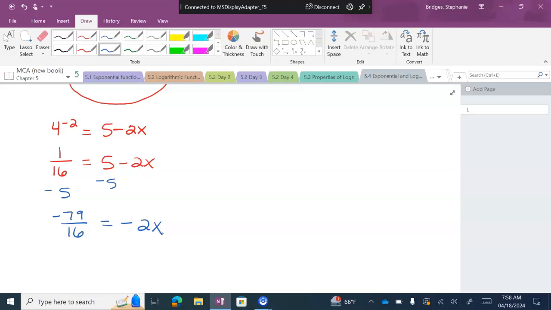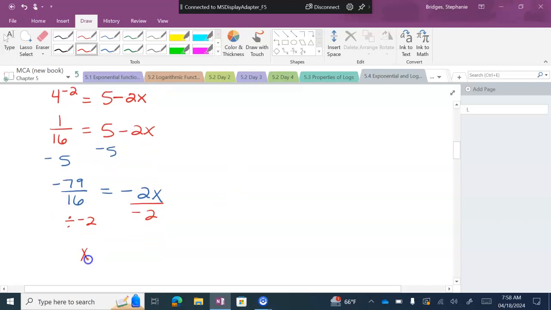And then how do I solve for x? I have to divide by negative 2. Again, I'm going to let the calculator do my work for me. I'm going to divide it by negative 2. And that gives me a positive 79/32.